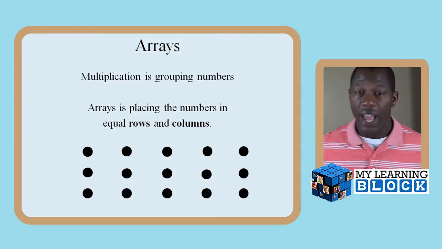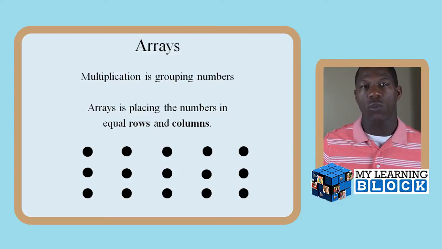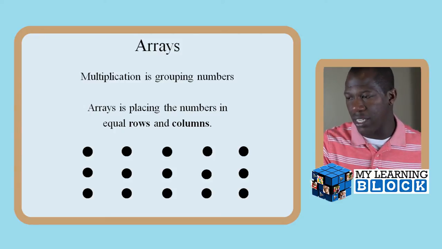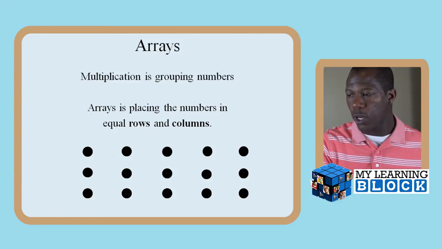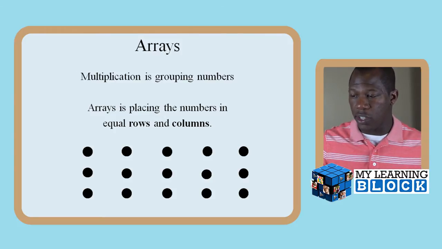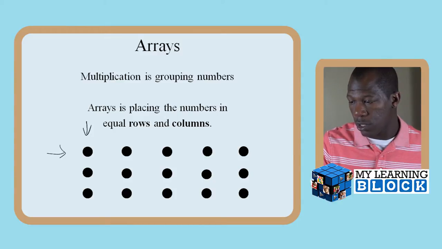in columns. As you know, multiplication is grouping numbers. It's repeated addition, it's adding on. And arrays is something that visually makes this process a little bit easier. So when we're learning how to multiply using arrays, we're focusing on this whole idea of placing things, as you see, in rows and in columns.